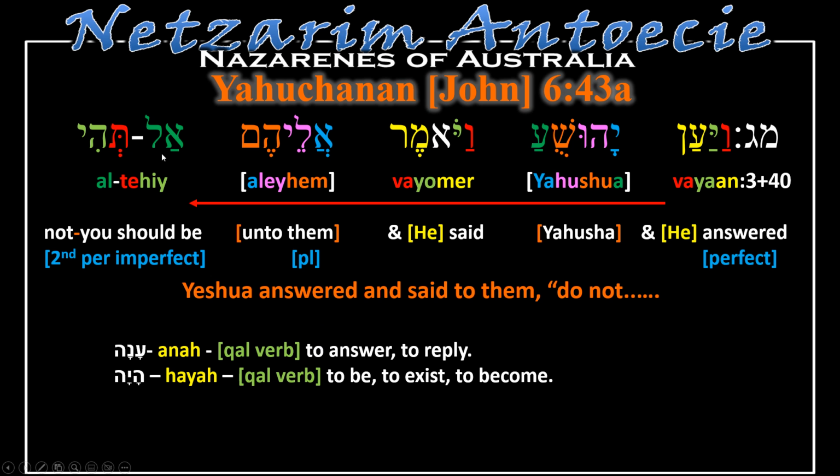Al meaning not. Tehi, you should be. Why is it you should be? We know that haya is the root down here, haya, to be, to exist, to become, right? So haya is the root. The tav tells us second person, which means you, and also it's imperfect. So it would be you should be or you shall be, right? And I've given it to you here as second person imperfect. So we also see the translation, Yeshua answered and said to them, do not.